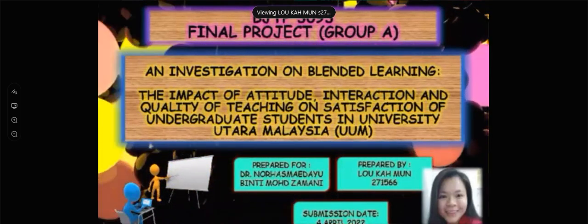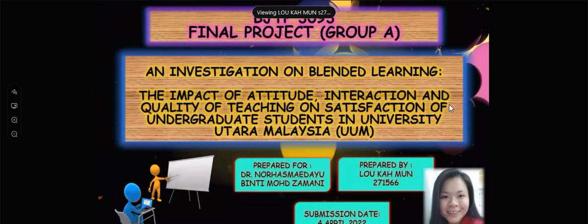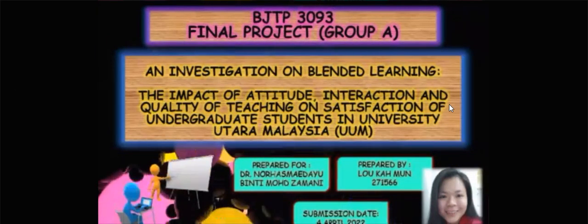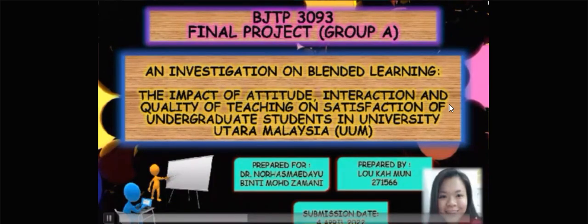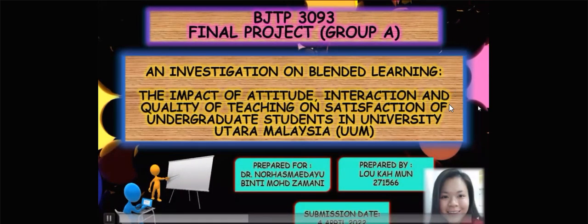An investigation on blended learning. So the scope here is regarding blended learning, the impact of attitude, interaction, quality of teaching on satisfaction of undergraduate students in Universiti Utara Malaysia. By looking at the title itself, I already know what the IVs and the DV are for this topic: the IVs are attitude, interaction and quality of teaching, and the DV is satisfaction. And from the title, I can picture in my mind the form of the framework. Later you will show us the framework. So this is a very good formation of title.